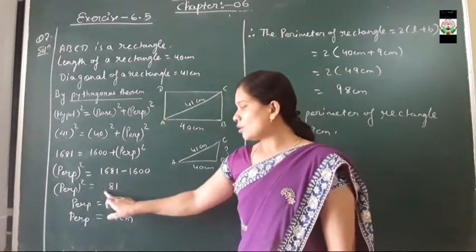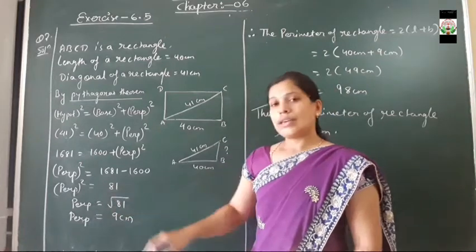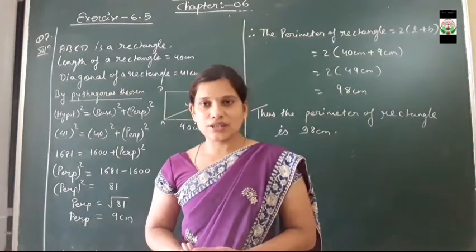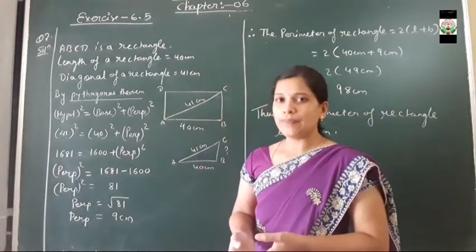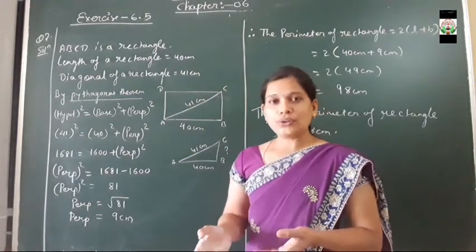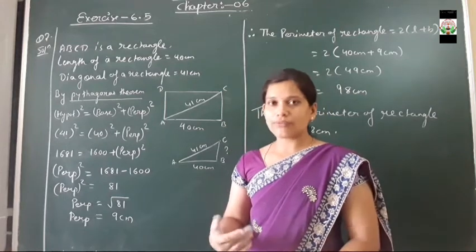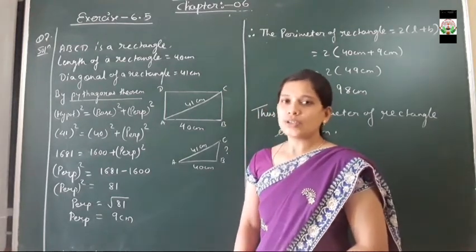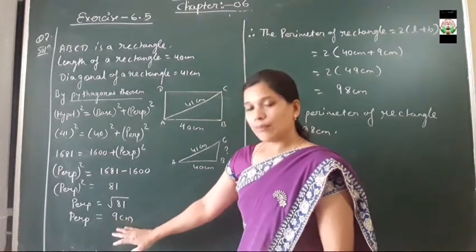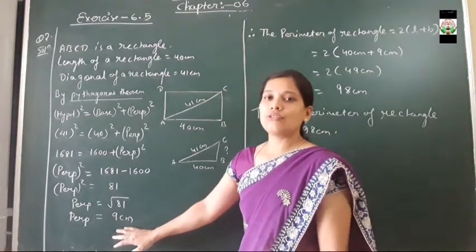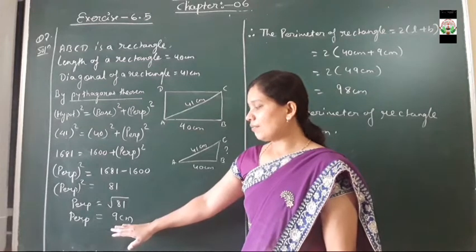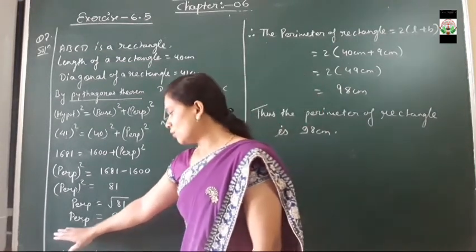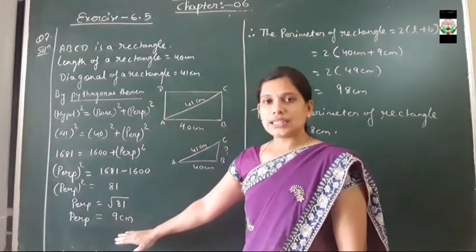Now finding the square root of 81, you can find it by the long division method or the prime factorization method. Okay, any method you can apply. In the previous question I told you the long division method, and before that I told you the prime factorization method to find the square root. So by both methods or any one of the methods you can find the square root of 81. So here I found the square root of 81 as 9 centimeter.